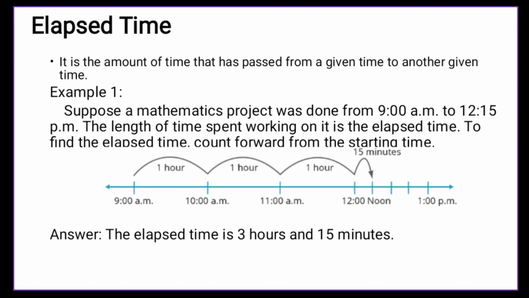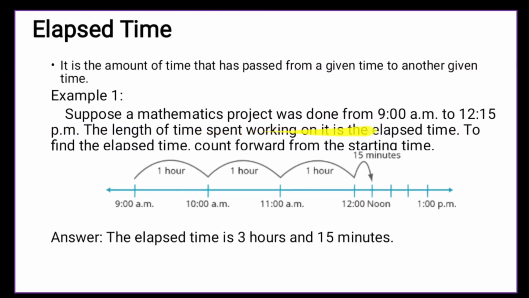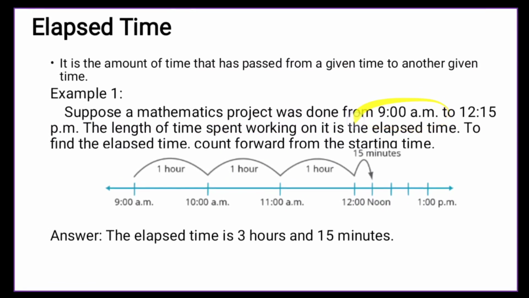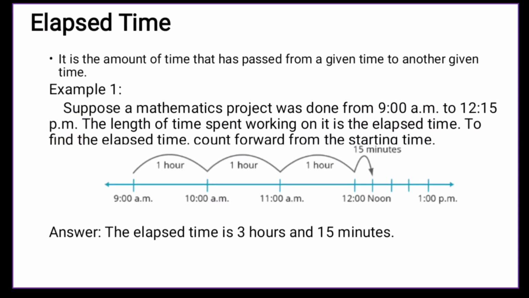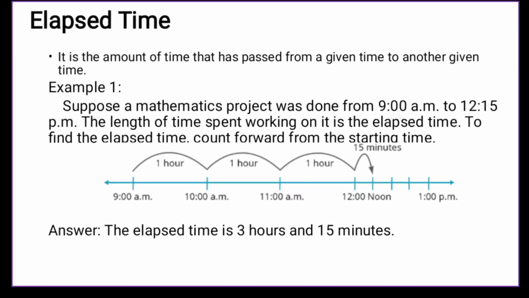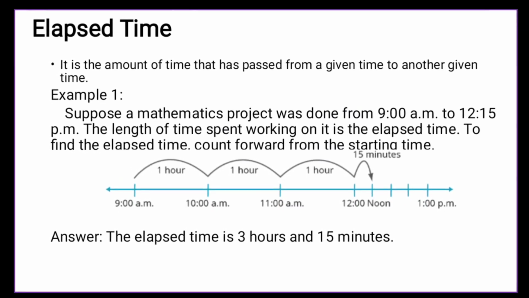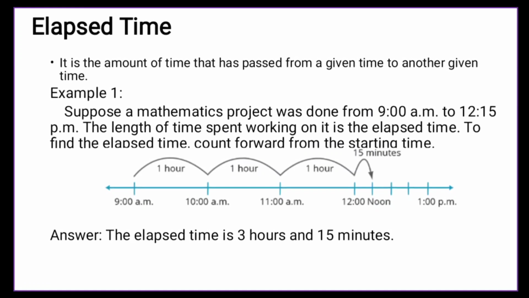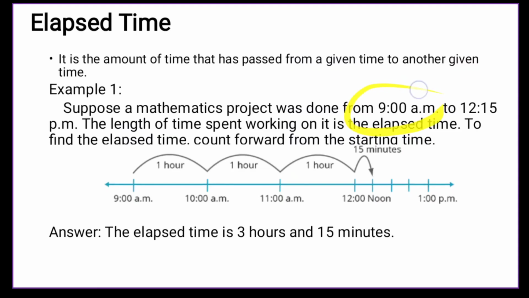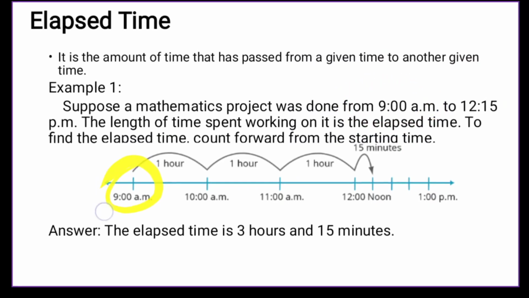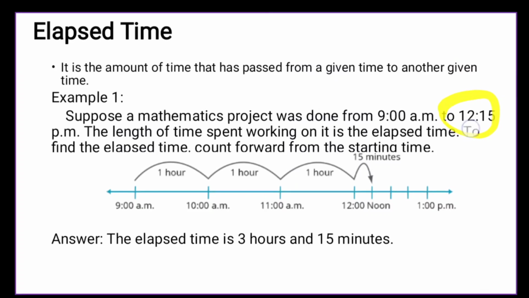So suppose we have this example. Suppose a mathematics project was done from 9 a.m. to 12:15 p.m. The length of time spent working on it is the elapsed time. To find the elapsed time, count forward from the starting time. Since we started from 9 a.m., we are done with the project at 12:15 p.m.